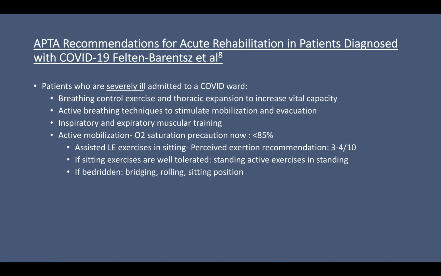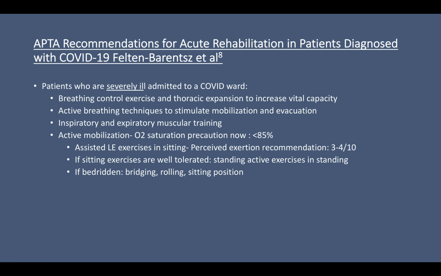So then the patients who are severely ill, who are in a COVID ward instead of the ICU, should complete breathing control exercises, thoracic expansion exercises, active breathing exercises, inspiratory and expiratory muscle training, and of course active mobilization will be huge for these patients. And this is where the O2 precaution now changes and could get to 85%. So obviously we can get a little lower and do a little more physical activity, making sure we're monitoring it, and maybe push our patients a little more and increase the intensity.